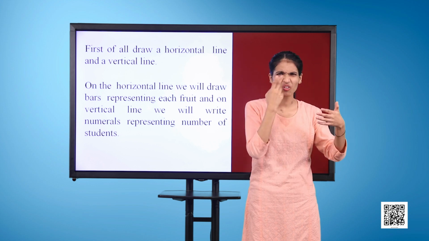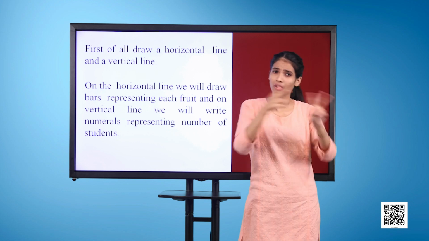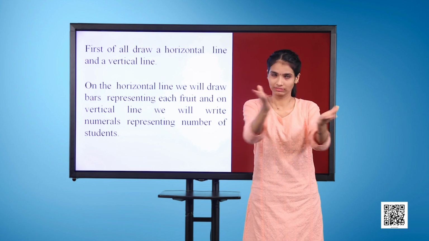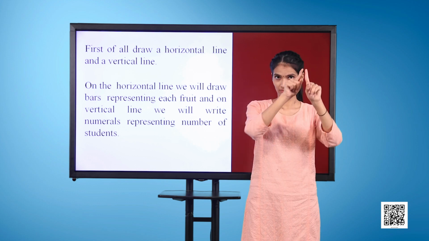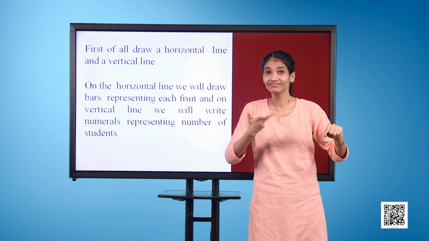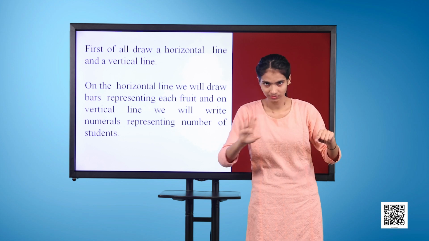First of all, draw a horizontal line and a vertical line. On the horizontal line, we will draw bars representing each fruit, and on the vertical line, we will write numerals representing the number of students.